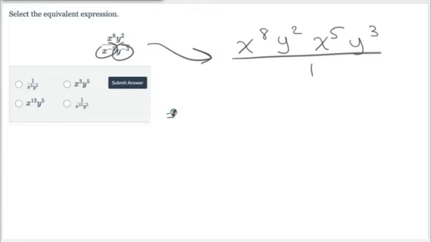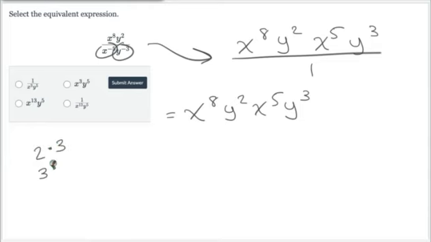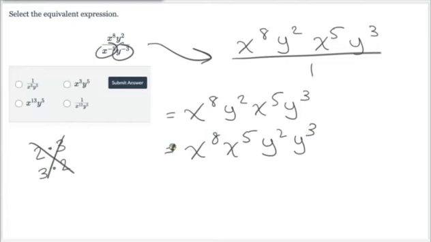So I can go ahead and rewrite this just as x to the eighth, y squared, x to the fifth, y cubed. And then I can rearrange this a little bit because multiplication is, I think it's commutative, right? I think that's the word. Like 3 times 2 is the same thing as 2 times 3. It kind of doesn't matter which order you write it in. Addition also. So I'm going to put all my like terms together and then I'm just going to group them.